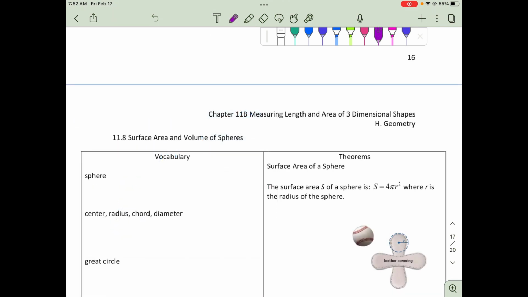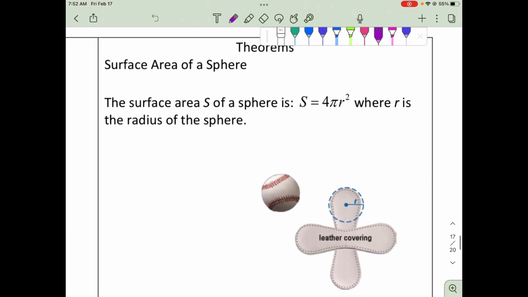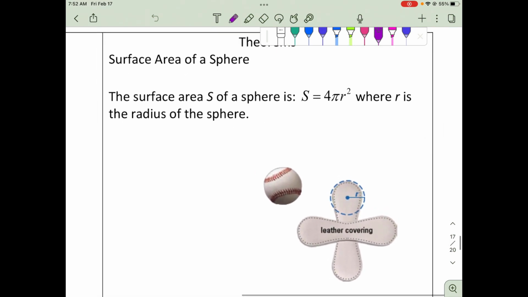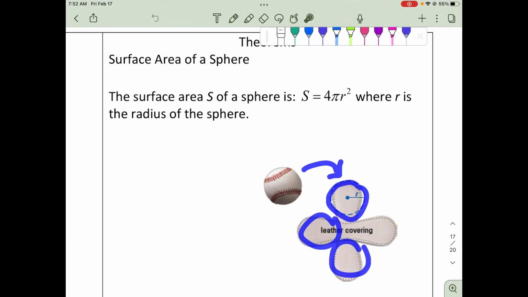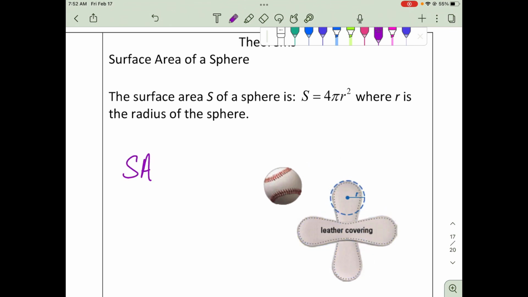Go ahead and please find page number 17 in your notes. Today we're going to be talking about surface area and volume of a sphere. So to kick us off, let's look at the formula for surface area. So as you can see here, the baseball, if it is unraveled, makes 4 circles. And what's the area of a circle? Pi r squared. So the surface area of a sphere is 4 pi r squared.